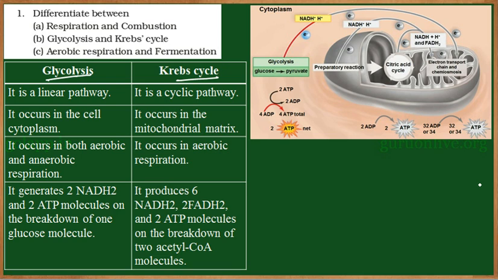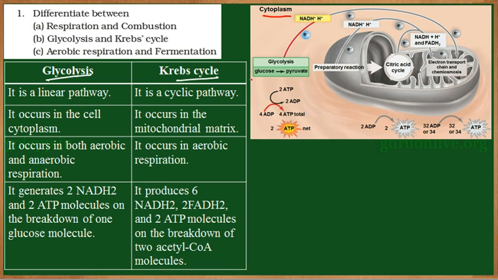Now here we can see this is a part of a cell. This region is cytoplasm, and other cell organelles will be present. Since here only mitochondria is useful, we are showing only mitochondria, but other cell organelles will also be present. Now glycolysis is a linear pathway.